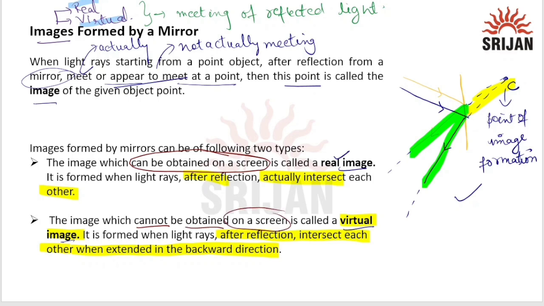One more thing I want to clear: a real image is always inverted. Inverted means suppose the object is in this direction, then the image formation will be in this direction. This means inversion. So a real image is inverted, but a virtual image is always erect, or you can say upright.